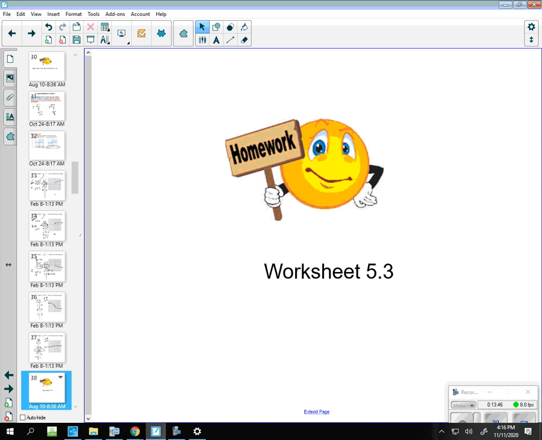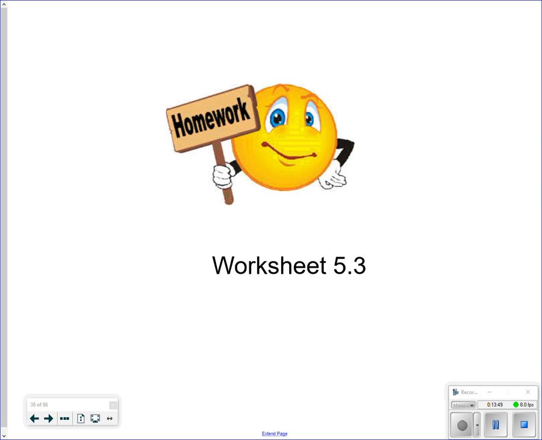Your homework assignment is a worksheet. Please make sure if you have any questions, you talk to a teacher. But this is all about graphing square roots and graphing cube roots. Good luck.